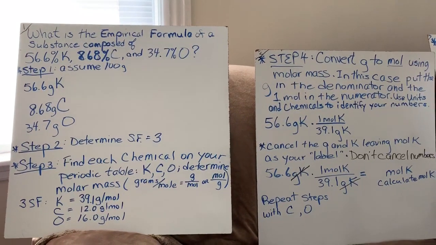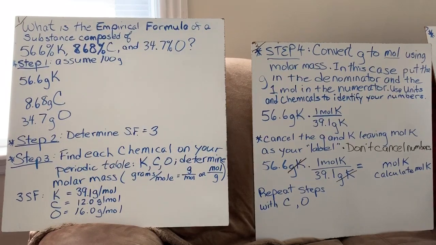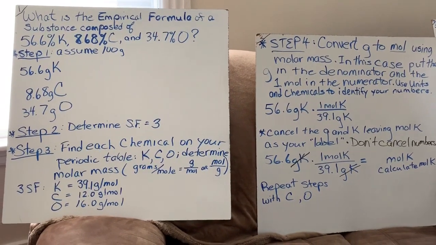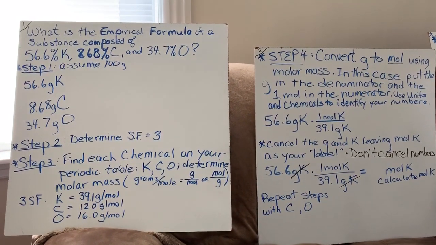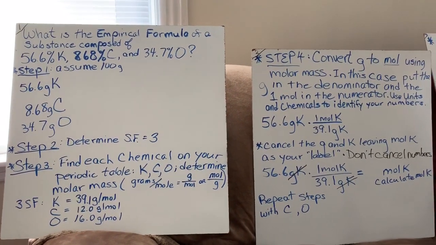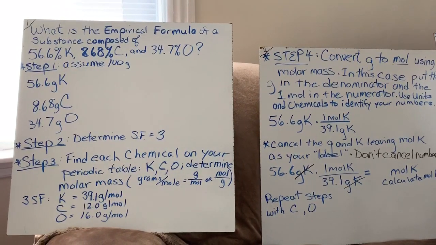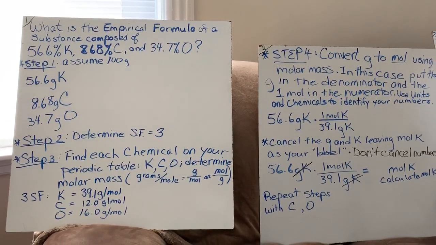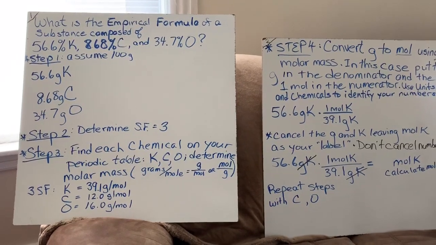Next, step 3, please find each chemical on your periodic table: potassium, carbon, oxygen. Determine what the molar mass will be to 3 significant figures. So we can see that we're going to list them as potassium, carbon, and oxygen. We want to put them in the same order that they were given in the problem. That usually will help us determine what the formula will be.